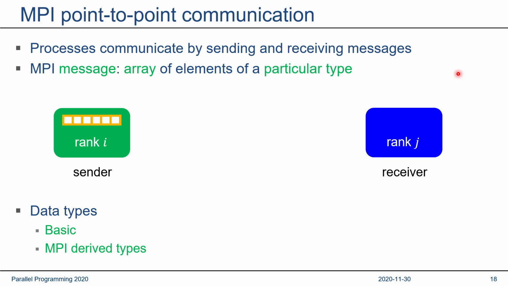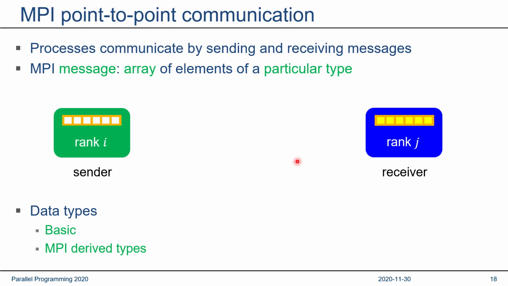In MPI, processes communicate by sending and receiving messages, and an MPI message is an array of elements of a particular type. So we have a sender process which has rank I, and a receiver process which has rank J. There's an array of elements on the sender process, and by sending this to the receiver, I make a copy of the data into the receiver's process space. Of course, the sending data is not altered in any way in this process.